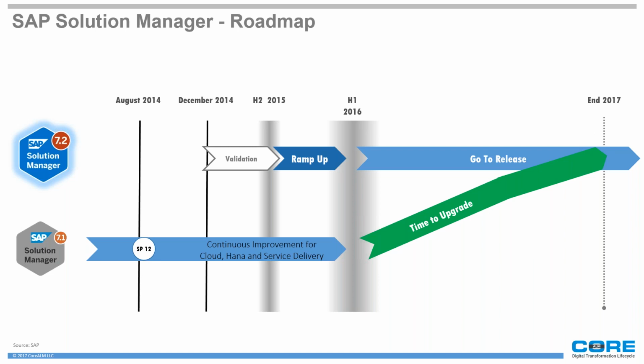So Solution Manager 7.2 has been out for a while now, since the ramp-up days, and it's been generally available since the middle of last year. The current version is 7.2 support pack 06.